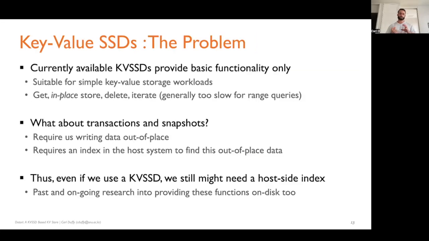The issue is that currently available KVSSDs provide only basic functionality. So we have an in-place store, a get, delete, and the iterate. But the iterate at the moment is too slow for a general range query function. If we want stuff like transactions and snapshots, it requires us to write data out of place. And when we write data out of place, it implies that we're not writing it to the original key value pair. We need to write it to some other key because we don't want to overwrite the key value pair that's already there. So even if we use a key value SSD, if we want something other than simple key value storage, we still might need an index in the host to find this out of place data.